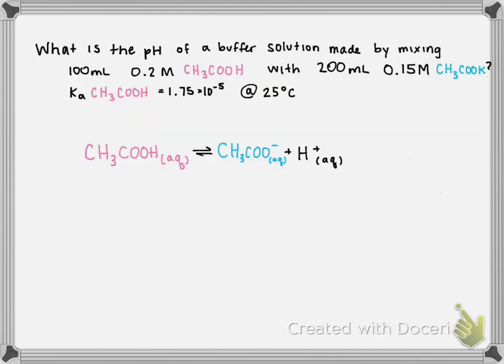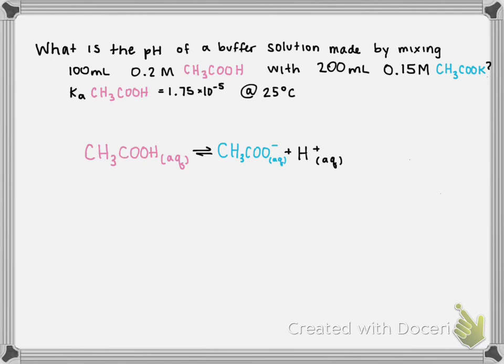So let's go ahead and see an example of a buffer solution. Here we say, what is the pH of a buffer solution made by mixing 100 mLs of 0.2 molar acetic acid with 200 mLs of 0.15 molar potassium acetate? And we're given the Ka of acetic acid.